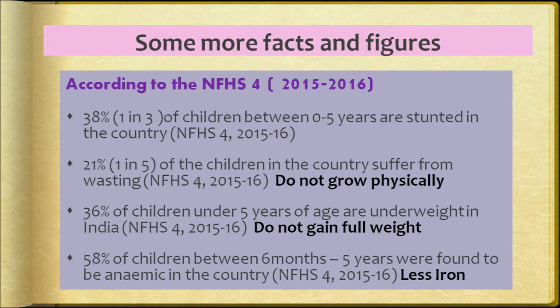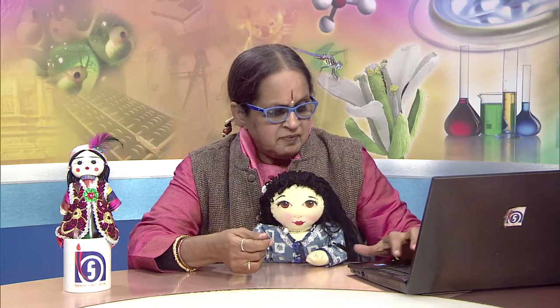58% of the children between 6 months to 5 years were found to be anemic. That means they didn't get enough nutritive diet or enough nutrients, so they are low in iron. So this is one of the things that happens due to economic deprivation.